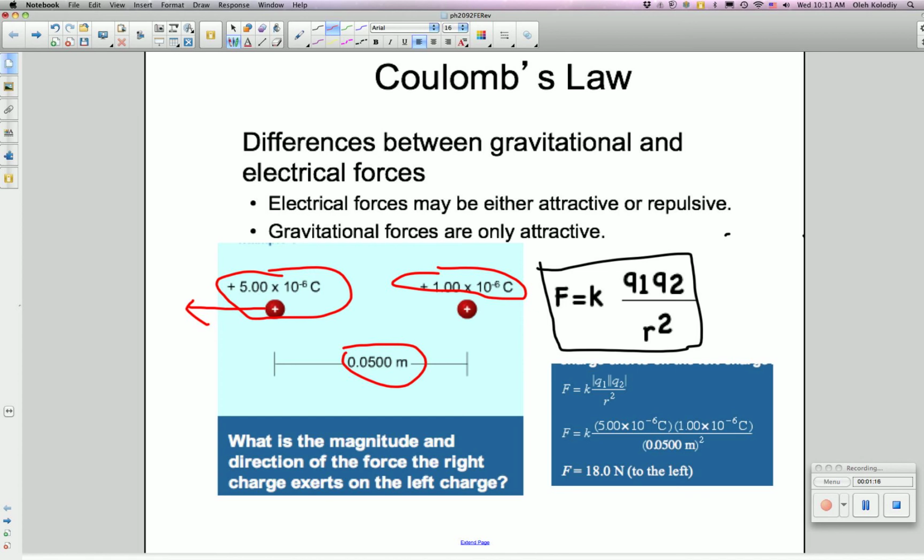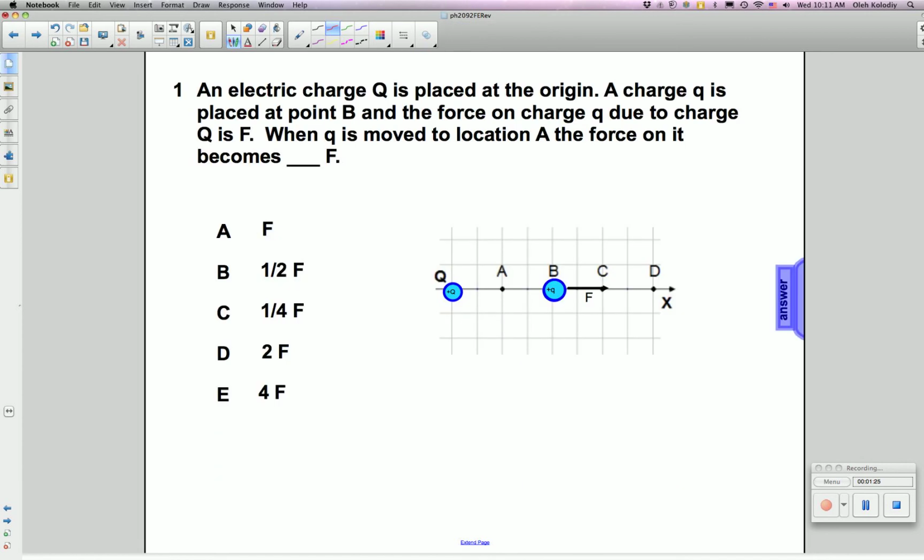In this case, the charges are the same, so they repel one another. So on the charge on the left, the force will be toward the left, and on the charge on the right, it will be towards the right. Those forces will be equal and opposite. Here's a typical problem you can get, maybe one like this.